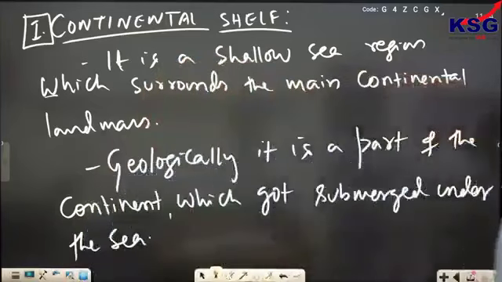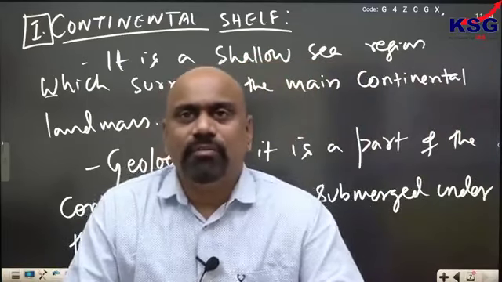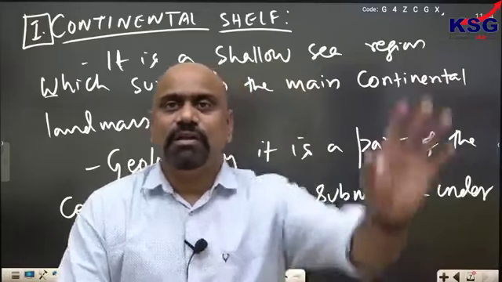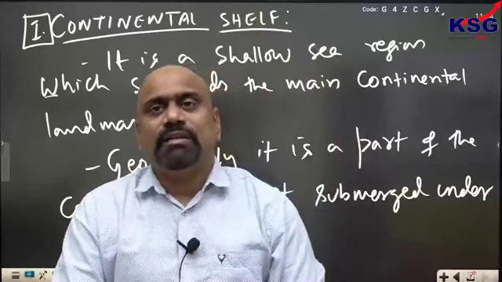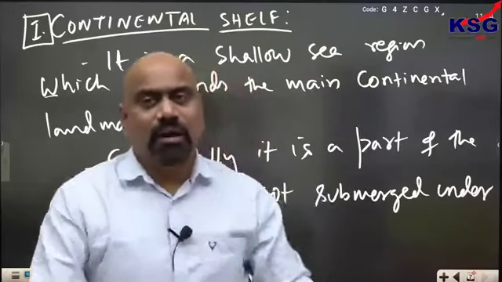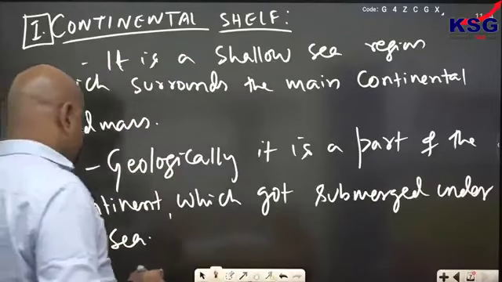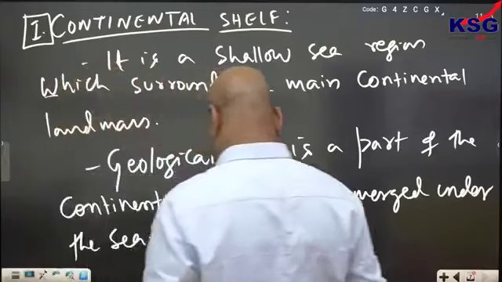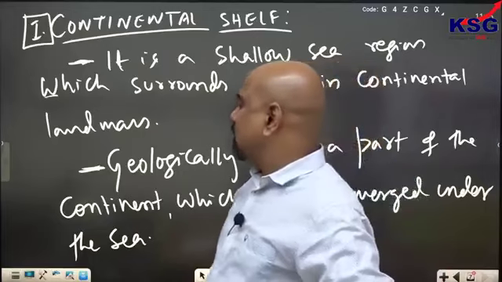Another question I got here: do the continental shelf, continental slope and continental rise form part of the lithosphere? My friend, lithosphere means the entire block above the asthenosphere. So yes, all of these come in, no doubt about it. Geologically it is there. It is a part of the continent which got submerged under the water, under the sea, due to some geological factor.